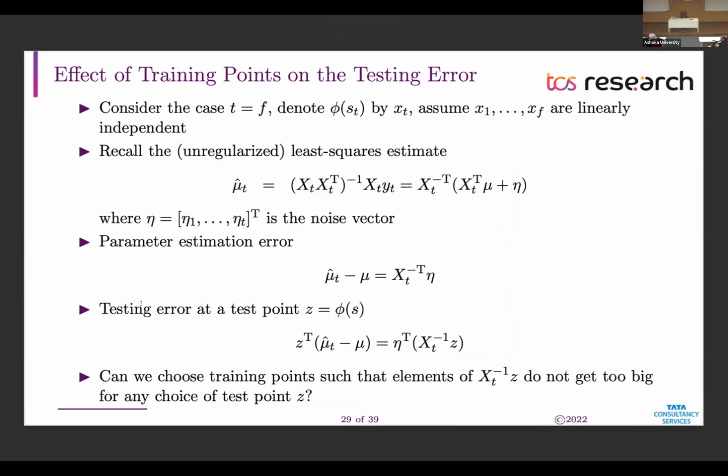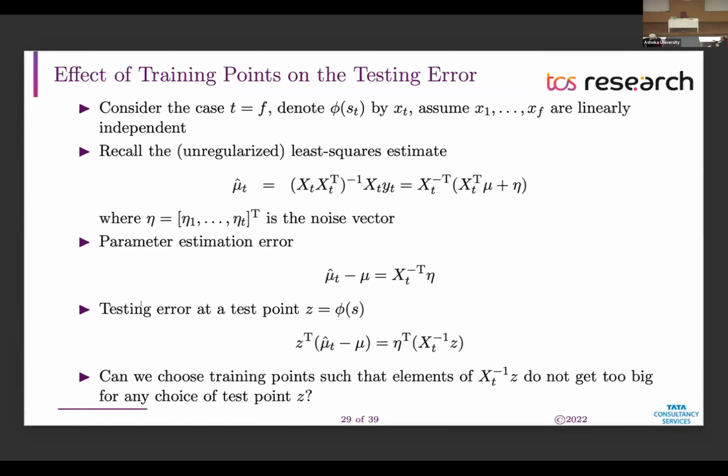So let us quickly write some maths to see how this happens. To keep it simple, let us take the case where I choose as many training points as the dimensionality of my space. If I look at the least squares estimate, which is given by this, except that now this matrix x transpose is square, just for simplicity, this cancels out, and you can see how the parameter error depends on the noise. It depends on the noise through this.